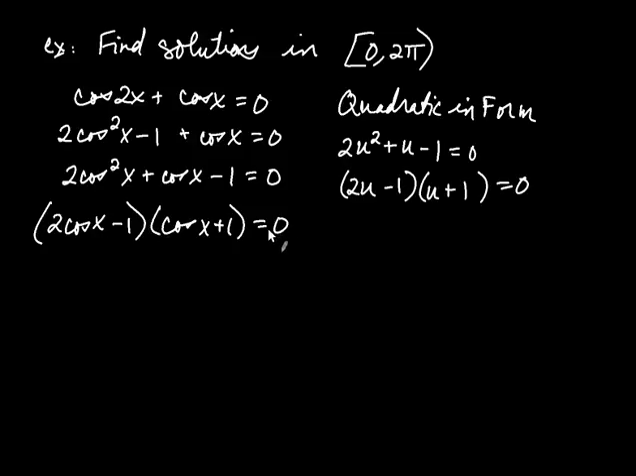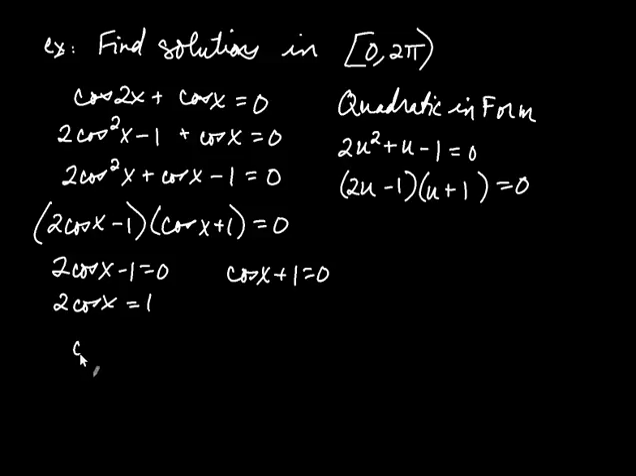Okay, so the important thing now is that we have the left-hand side factored and the right-hand side is 0. So we're going to set those factors individually to 0. 2 cosine x minus 1 is 0. That's one option. The other one is cosine x plus 1 is equal to 0. Now isolating the cosines, we get 2 cosine x is equal to 1. So cosine x is equal to a half. And then over here we get, well, simply cosine x is equal to negative 1.